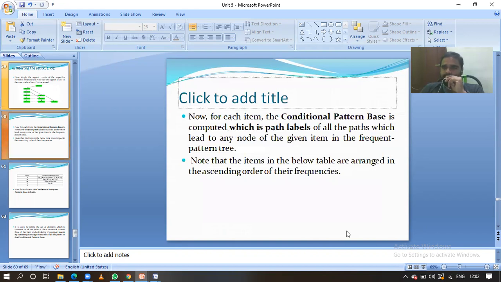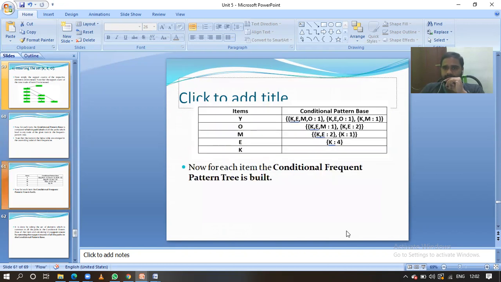Next, we have to generate the conditional pattern base. Conditional pattern base means it comes from the tree structure itself. First we are going to write the path for y, and then the paths for o, m, e, k. We call them the conditional pattern base.